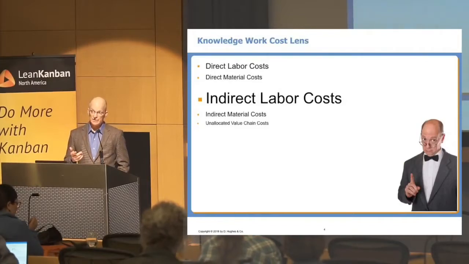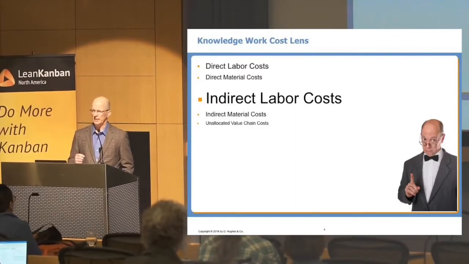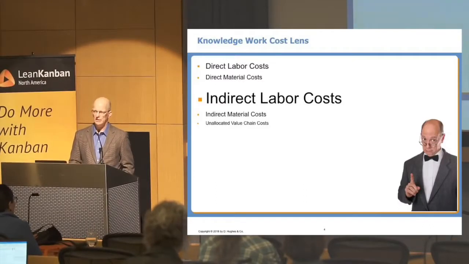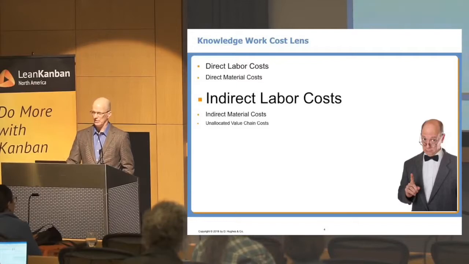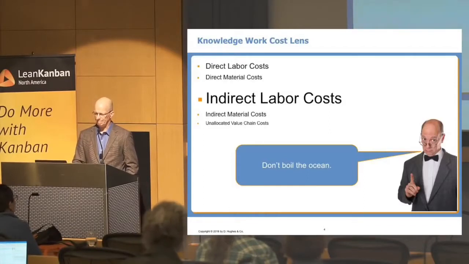Now, the cost lens for accepted value costing is indirect labor. Nothing else moves the needle. Direct costs, direct materials, unallocated value chain costs, they don't matter. What matters in knowledge work is indirect labor costs. So don't boil the ocean. Focus on this, and you'll get 80% of your value.